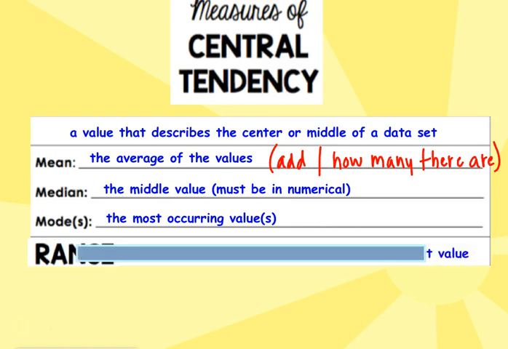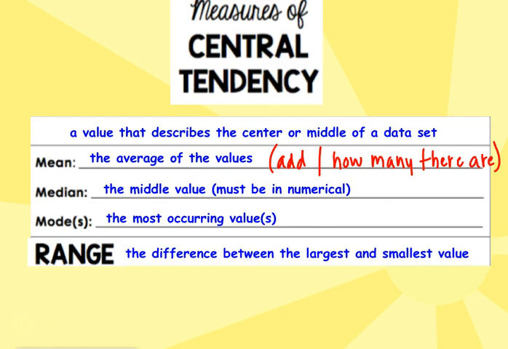And then the range of your data set is the difference between the biggest number and your smallest one. So if my biggest number was 90 and my smallest number was 15, my range would be 75. So I took my biggest number and subtracted my smallest.